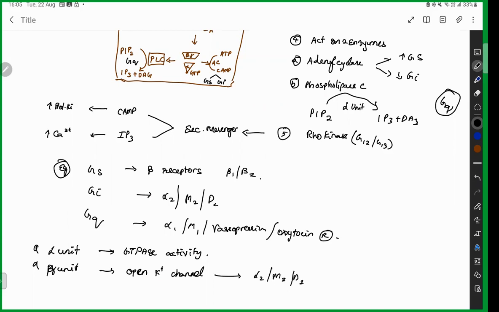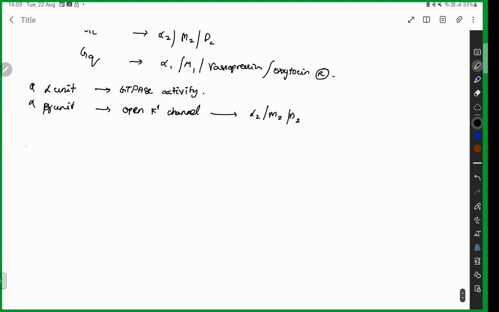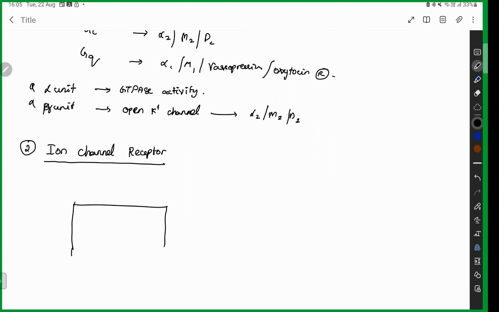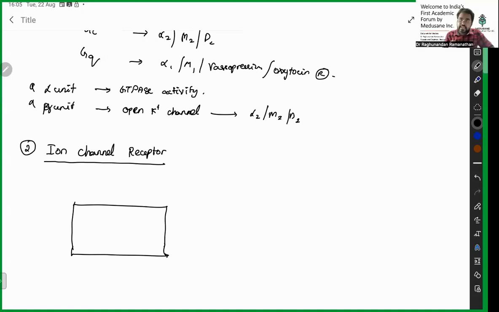Okay? So with this, I'm moving towards the next receptor, the second receptor, that is going to be your ion channel receptor. Can we move towards it? Ion channel receptor. Okay, let's go into it. See here, basically you are going to have a cell. In this cell there is an ion channel. Can you see here? This is going to be an ion channel.